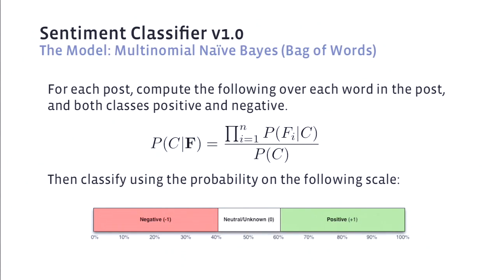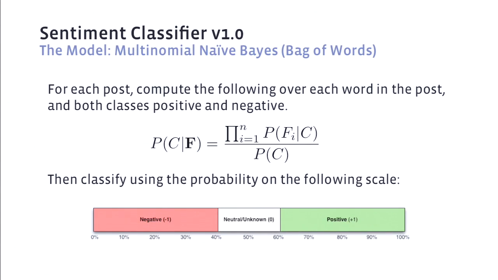If you're not familiar with the nomenclature on the screen, basically we have a class C, which is positive, and we have a vector F, which contains feature counts, and we want to compute the product of the probability of seeing a particular feature given that it's in the positive class. Multiply all those together and divide by the prior, which is the probability of a particular piece of text being part of the positive class without any other knowledge. It's really a normalization constant.